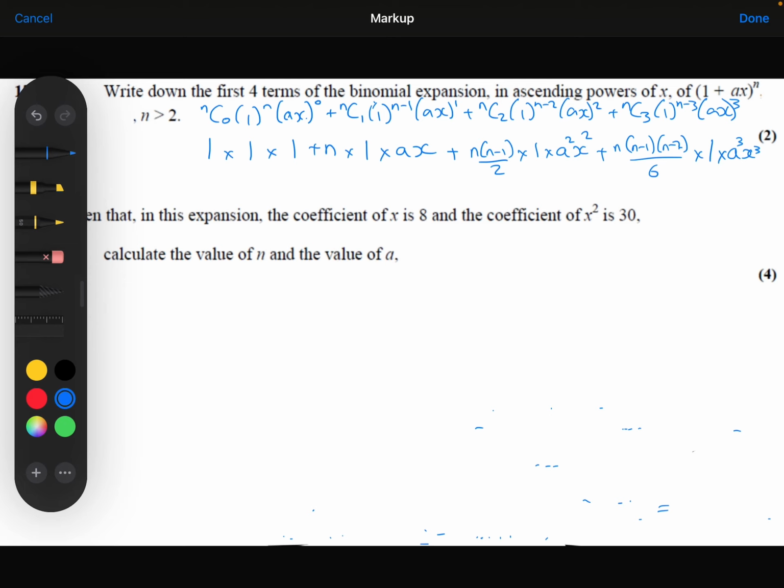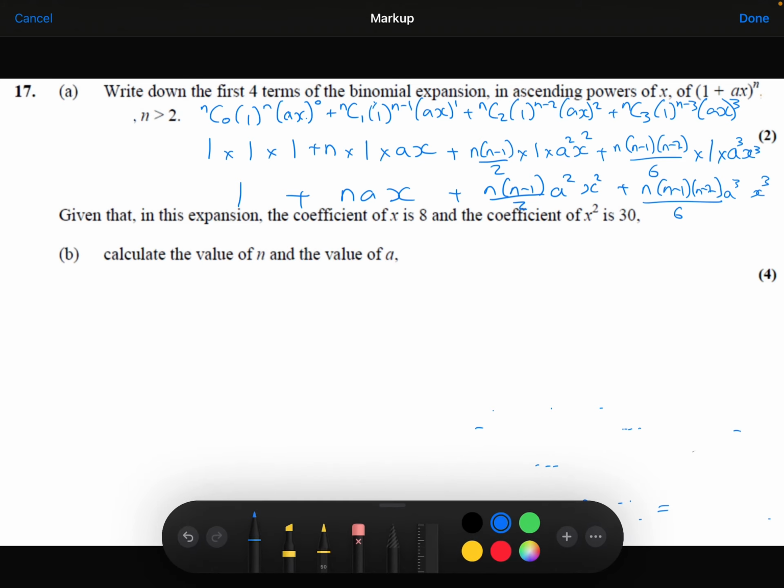Right, okay, simplifying each of those terms. 1 times 1 times 1 is 1. n times 1 times ax is nax. Then we have n times (n minus 1) over 2 times a squared x squared. And n times (n minus 1) times (n minus 2) over 6 times a cubed x cubed. So those are my first four terms of that expansion for part A.